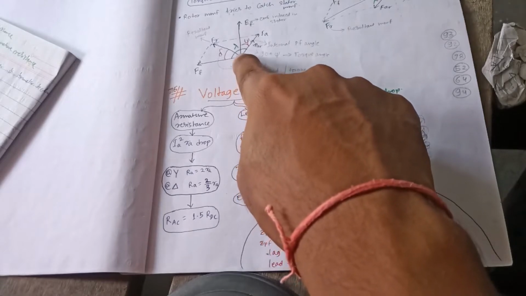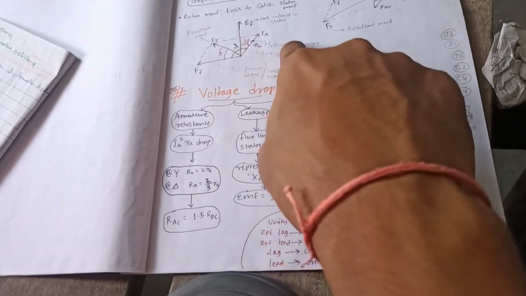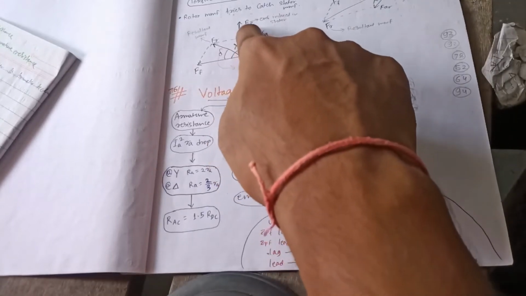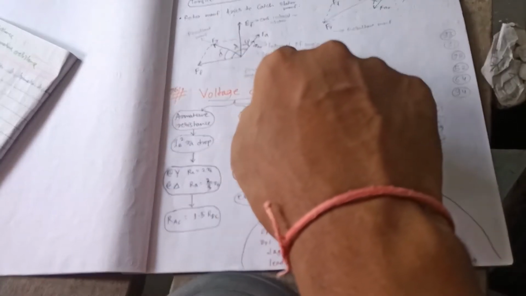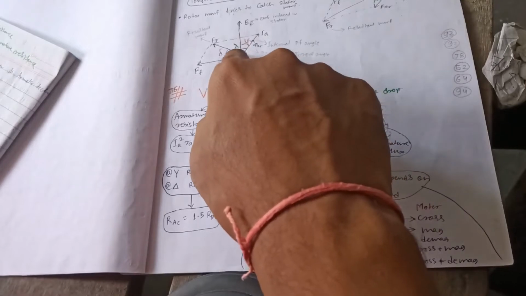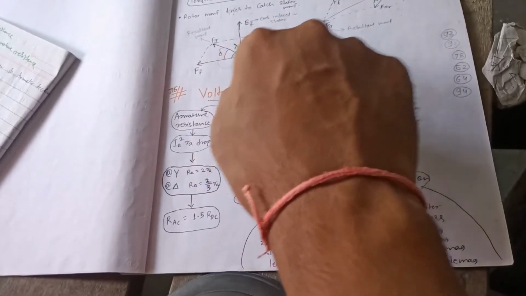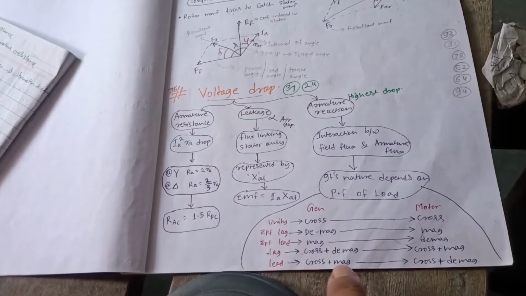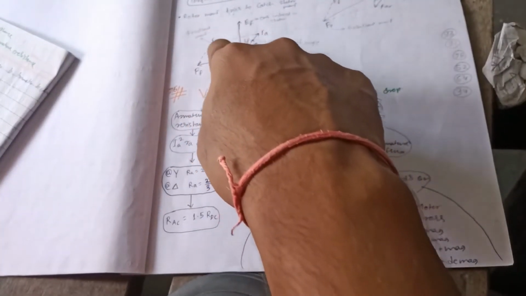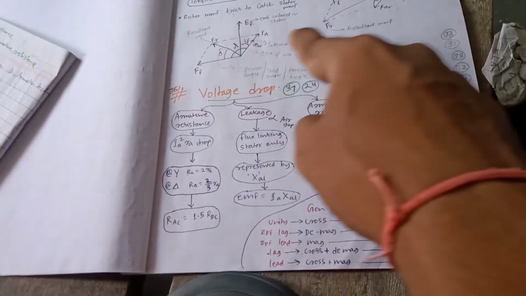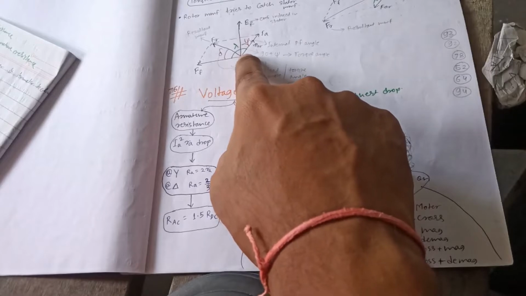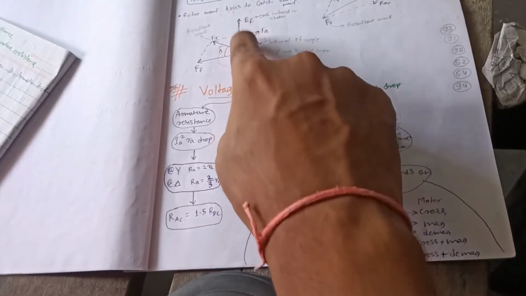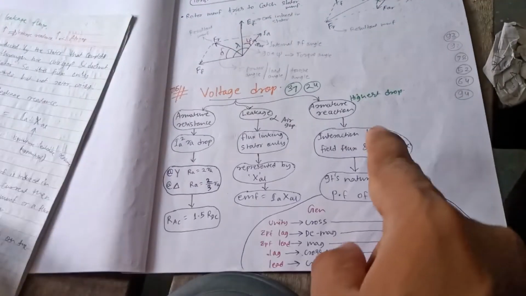When we simplify, we get this angle and this angle. This angle will be for cross magnetization, and this will be for demagnetization. One flux is this way, one flux that way, so it will demagnetize the flux. So it is cross magnetization plus demagnetization for lagging. If it is leading, the current will be here, so it will be demagnetization this way, and this will be cross magnetization. You can understand more clearly from here.